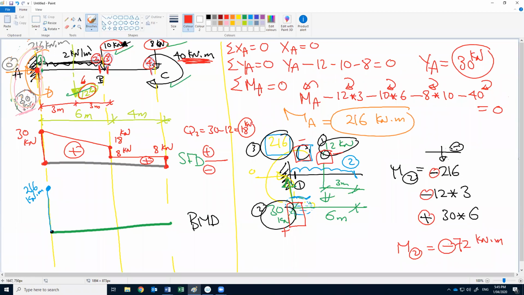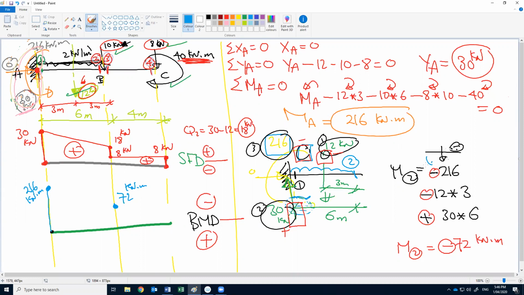Minus 1268. Minus over means above or below the datum? Above. This means that the moment here is 72 and still above the datum. Because if this was positive, where would we put the moment? Below the datum. Okay.